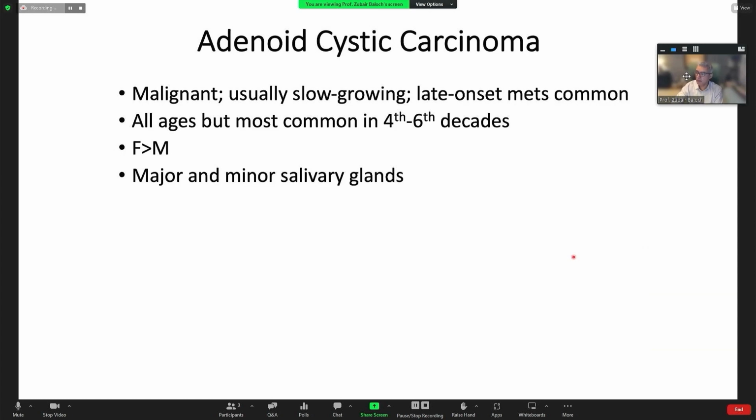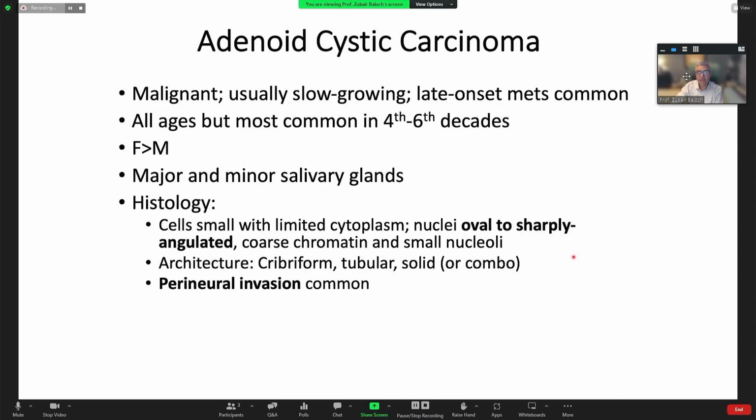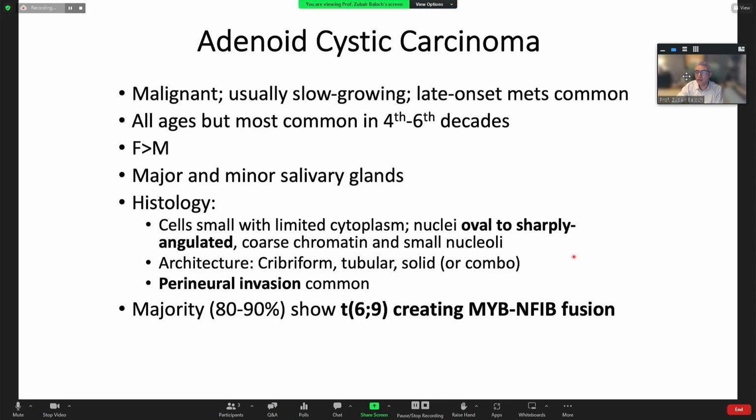They can affect major and minor salivary glands. In prostate, they are not that common, and they can have these very oval nuclei, which are sharply angulated. Plus, they have nuclei which can be open. So I'm going to go through some histology cases to just show you these.